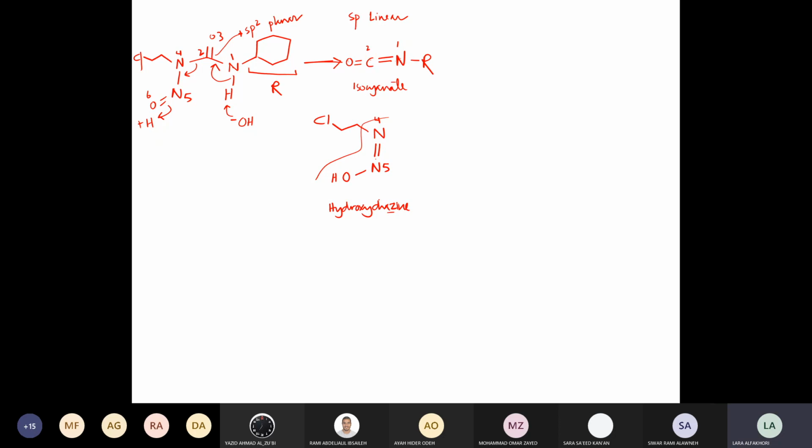Okay, طيب نيجي للأيزوسيانات. Is this an electrophilic compound؟ برأيكم؟ Yes, for sure. Which atom is the electrophilic carbon? آسفة. Electrophilic atom. هي اللي بالنص. الكربون. Yes.